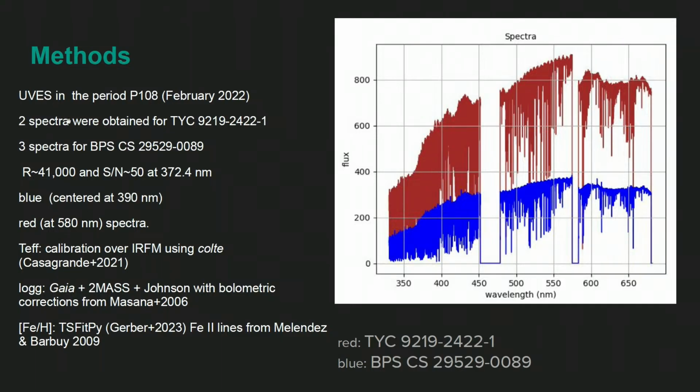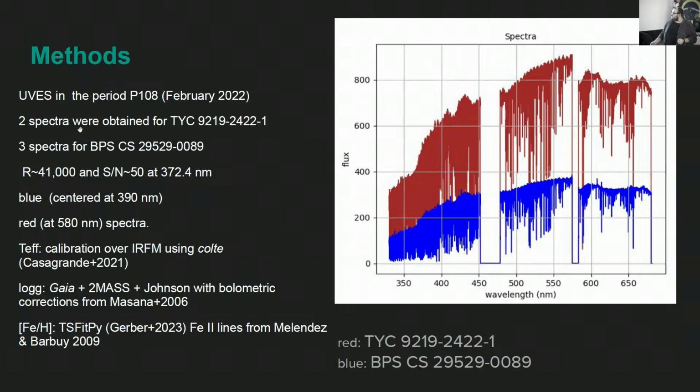We obtained 2 spectra for TIC. I'm going to only call it TIC because the full name is like a telephone number. And for the other star, I'm just going to say BPS. We obtained 3 spectra for BPS. They are high resolution spectra, with a resolution of around 41,000, and signal to noise of 172 nanometers.